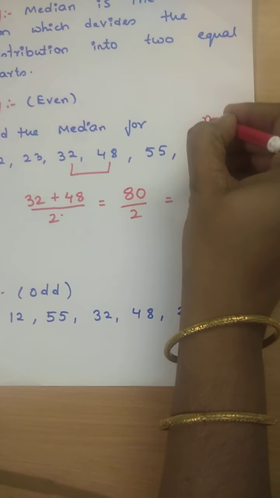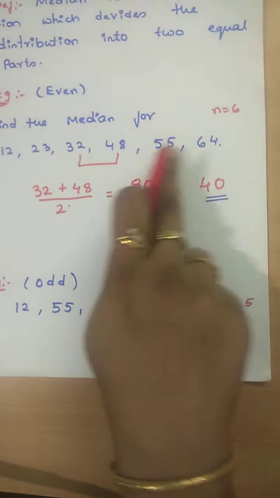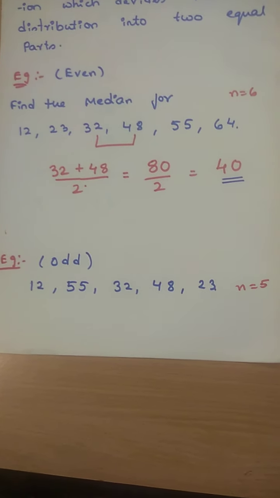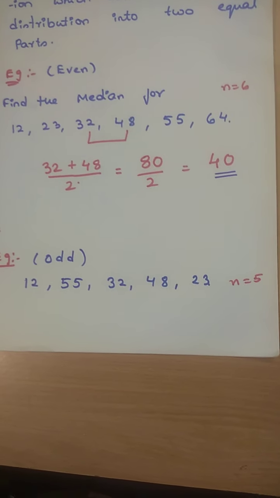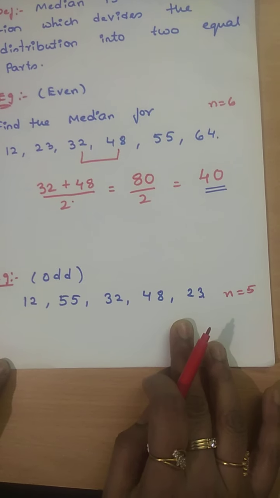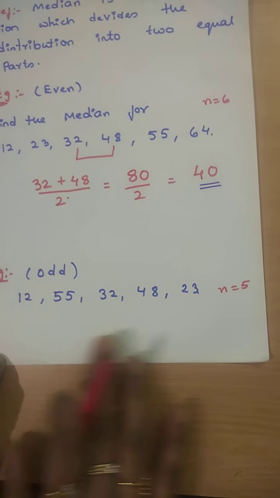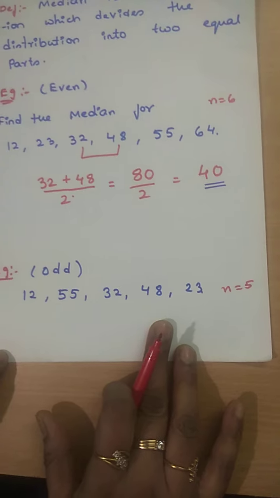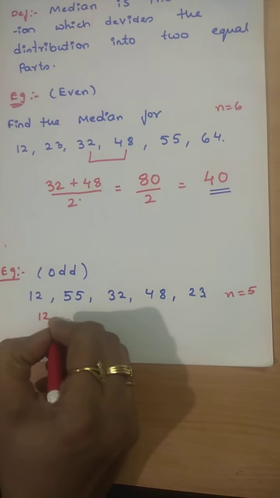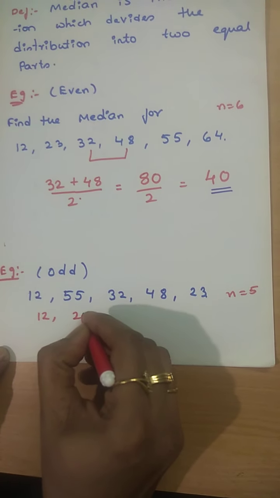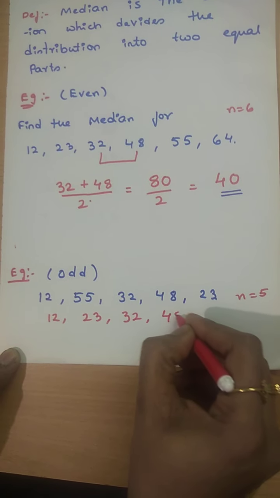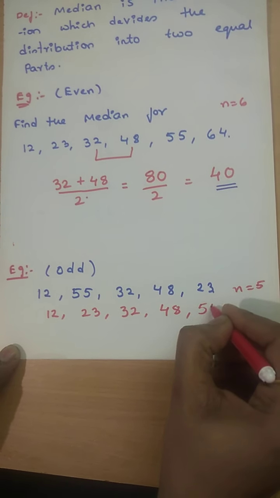For this we need to write the observations in either ascending order or descending order. Now I am going to write these numbers in ascending order: 12, after that 23, after that 32, after that 48, after that 55.